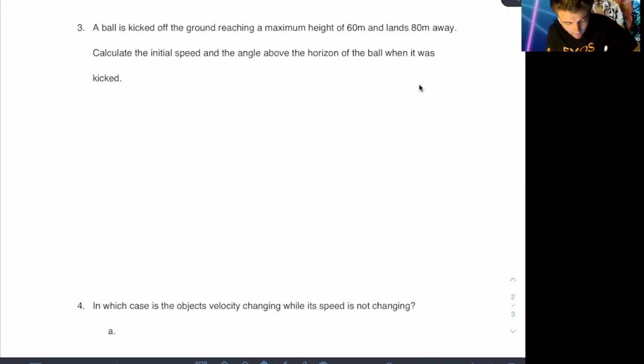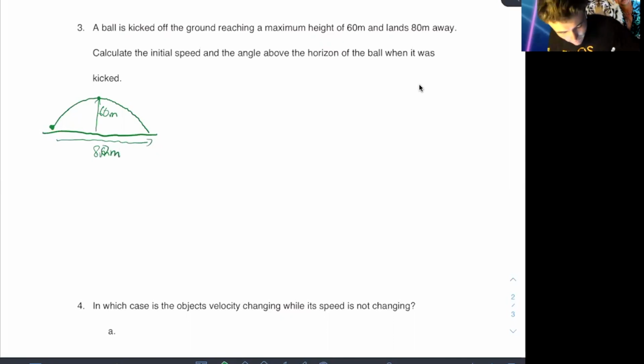Okay, so let's draw our diagram here. So we've got our ball. Ball's being kicked, goes in a parabolic motion. The height is 60, that's how high it goes, 60 meters. And it goes 80 meters. So what we want to find is this velocity right here, the velocity in the diagonal direction, and we also want to find the angle at which it's kicked.